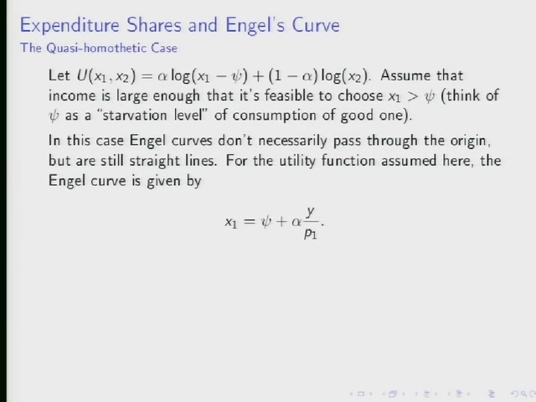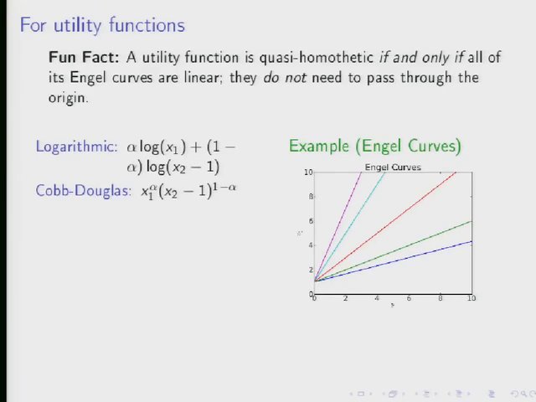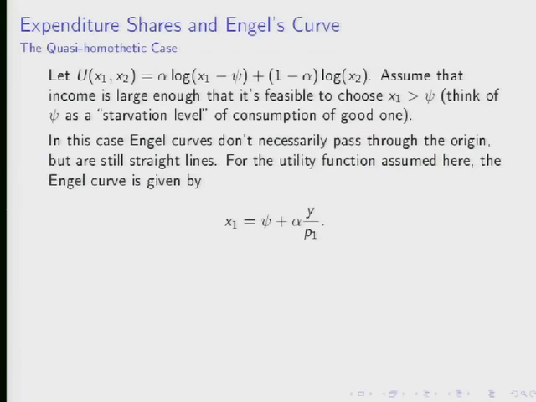And in this case, as you saw from this example a moment ago, this is one of the examples where we're going to have a quasi-homothetic utility function. The Engel curves aren't necessarily going to pass through the origin. And in particular, what we'll get, you can work this out yourself, I'm sure, is a Marshallian demand function that looks like this. So we'll have x1 equal to psi plus alpha times y over p1.